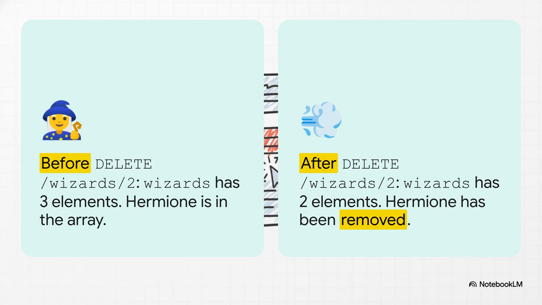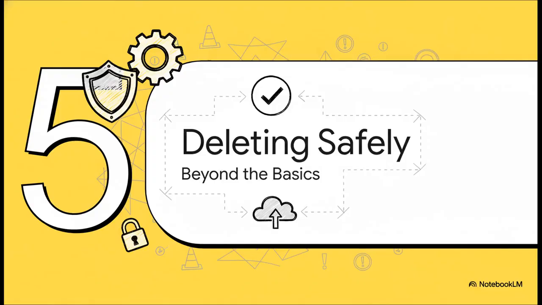And there you have it, the grand finale. Before our delete request, the wizards array had 3 people in it. After we successfully ran that DELETE /wizards/2 command, Hermione's record is gone, leaving just Harry and Draco behind. Our spell worked perfectly.